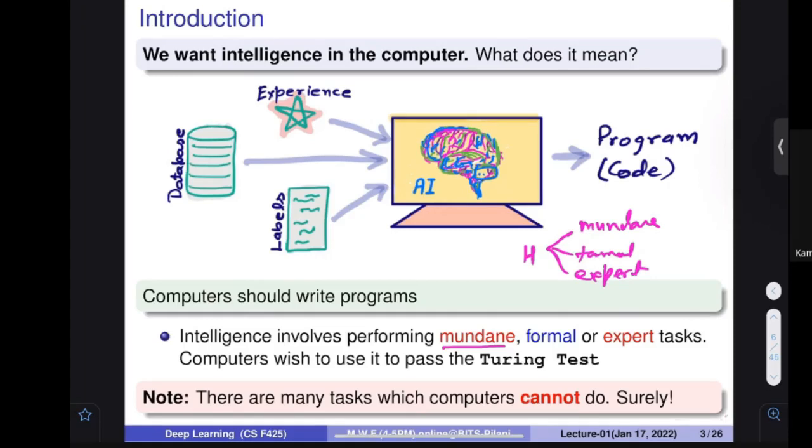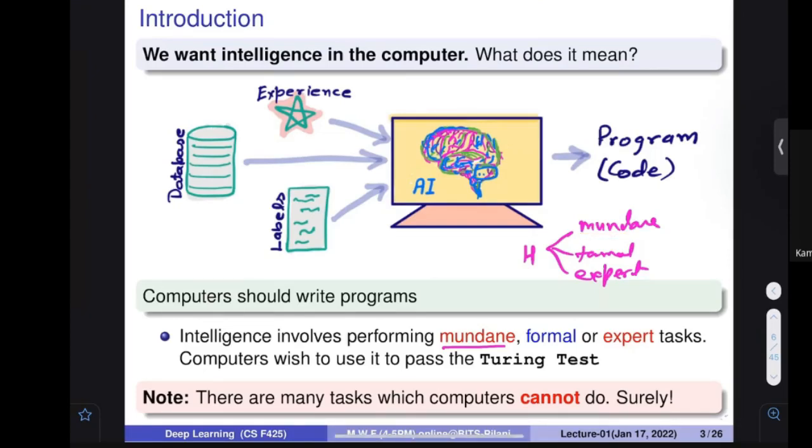A mundane task involves something where you don't think the person has any intelligence, but it requires some kind of intelligence. Let me give you an example. When I'm telling something, you are listening, and you are making sense of what I'm telling. So conversational systems, in one language, multiple languages, or code-mixed language, are such that we don't think there is any intelligence in the system. Those operations come under mundane tasks.